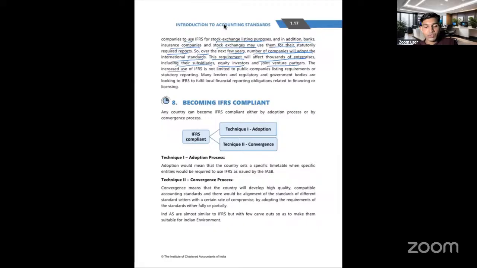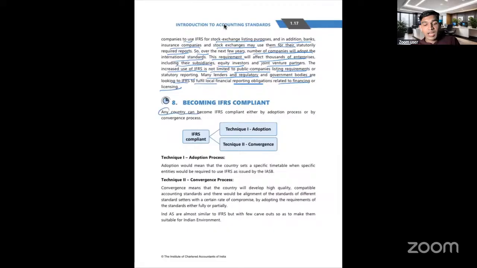The increased use of IFRS is not limited to public companies' listing requirements or statutory reporting. Many lenders and regulatory and government bodies are looking to IFRS to fulfill local financial reporting obligations related to financing and licensing. Becoming IFRS compliant.